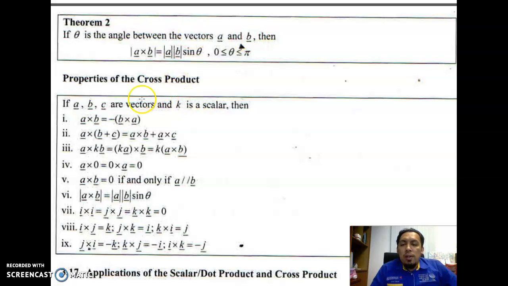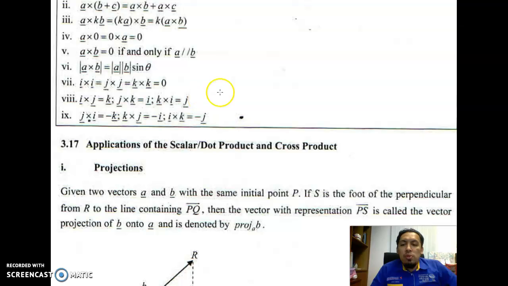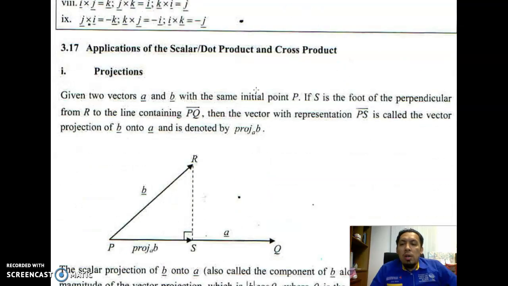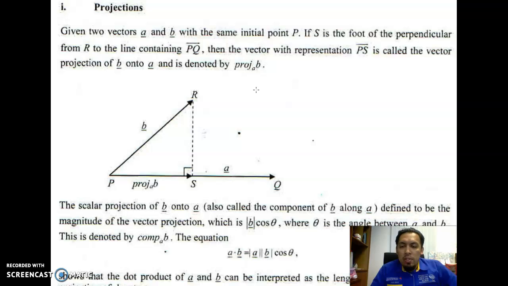So the last part of cross product here, the one that I want you to focus on, there are several here, but the one that I want to focus on most is the formula for finding the angle. Okay, it is almost similar to the dot product, but instead of cos, it now uses sin. Okay, so now let's move to the application part. We have several applications of cross product and dot product.